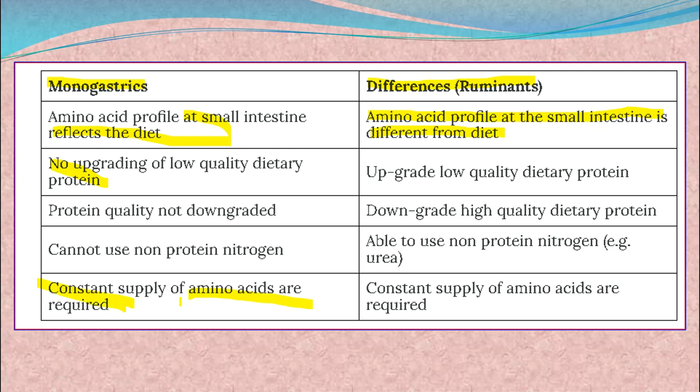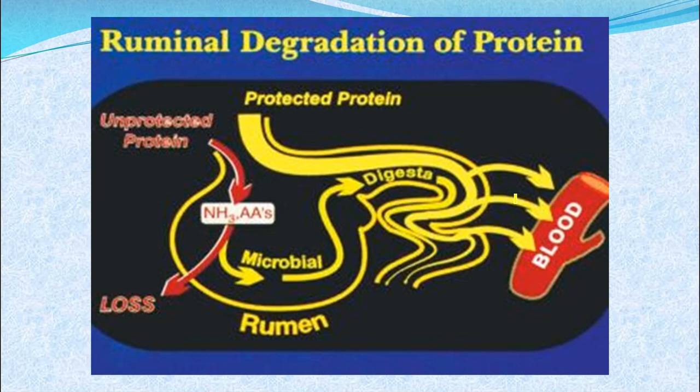For example, a human being has to eat egg, meat or milk always. A constant supply of amino acids is required in ruminants also, but not in the form of pure protein, because even with raw crude protein, these animals can produce their own proteins or amino acids. So this is the basic difference between monogastric digestion and ruminant digestion of protein in nature.